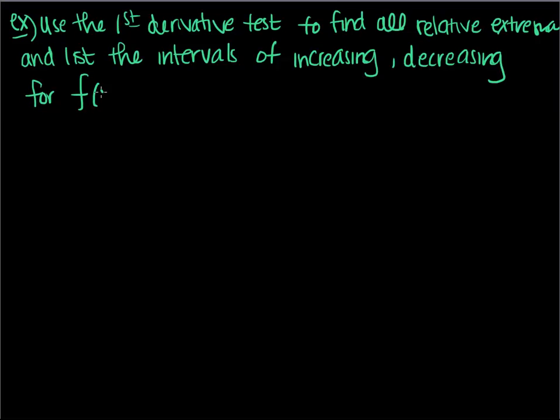All right, here's our function. F of x equals x cubed minus 3x. Okay, so I need to use the first derivative test to find all the relative extrema of this function and list the intervals of increasing and decreasing. All right, here are your steps.